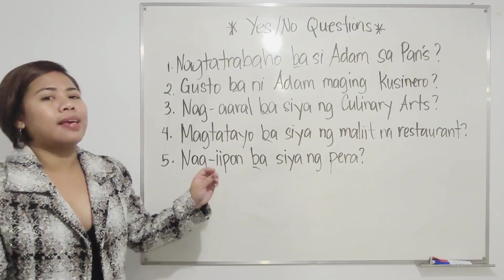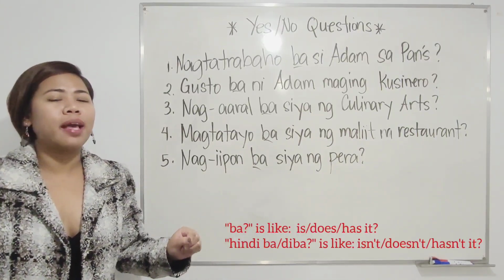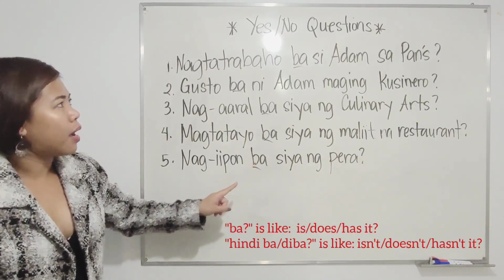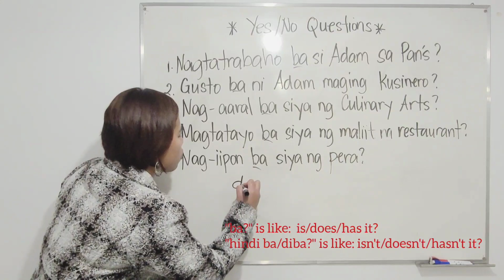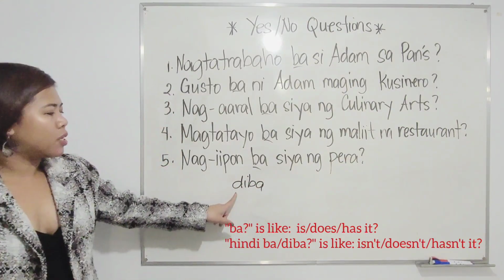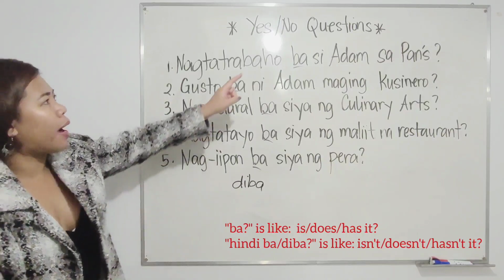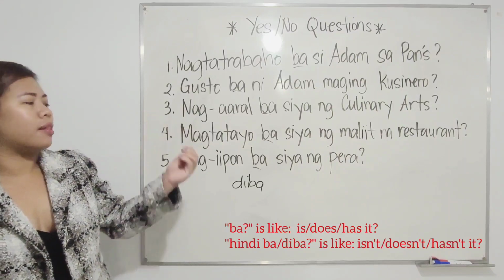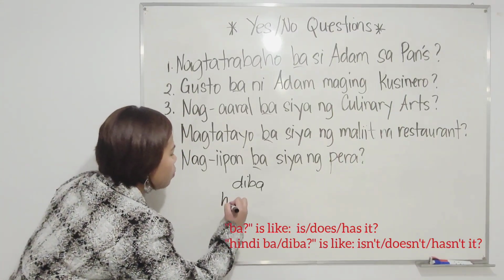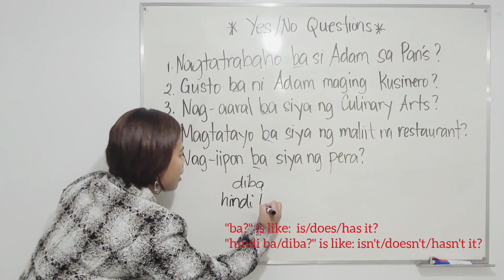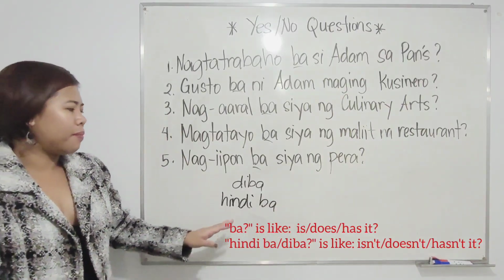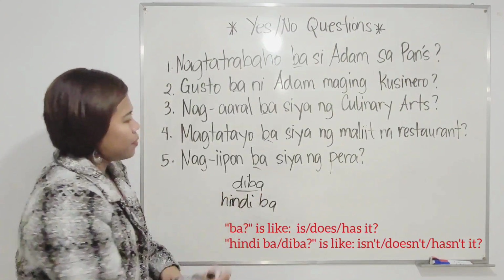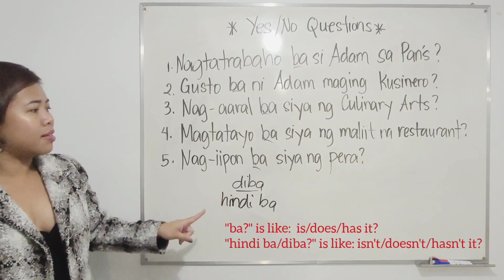So, for example, if I say, is it? So that's ba. But if I would say, isn't it? If there's not there, then ba will become diba. And this is the short version of it, diba. But actually, it's from the word hindi ba. No is hindi. So, or not. No, not. In Filipino, it's hindi. This is the original word, hindi, and then ba, when you ask in a negative format. But we cut it short, we say diba. So, ba will become diba when it's negative.